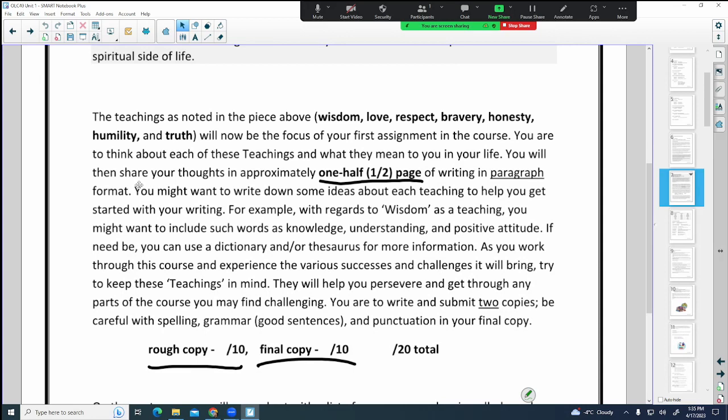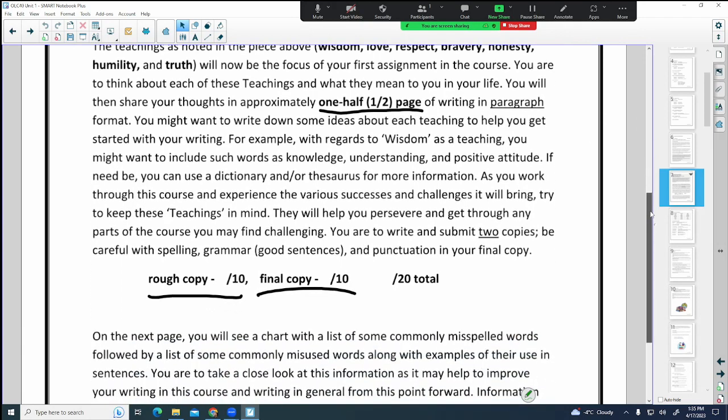You will then share your thoughts in approximately 1/2 a page of writing in paragraph format. You may want to write down some ideas about each teaching to help you get started with your writing. For example, with regards to wisdom as a teaching, you might want to include such words as knowledge, understanding, and a positive attitude. If need be, you can use a dictionary or a thesaurus for more information. And I'll try to do my best to direct you to some other resources you might want to use throughout this course.